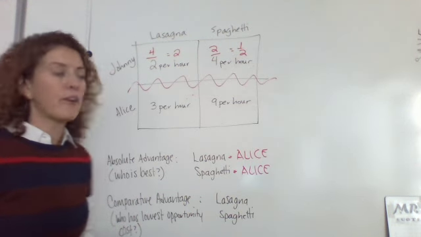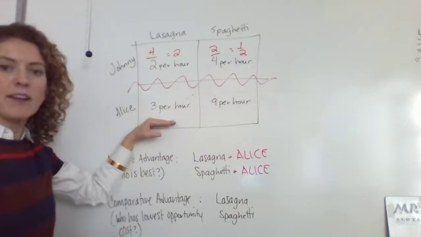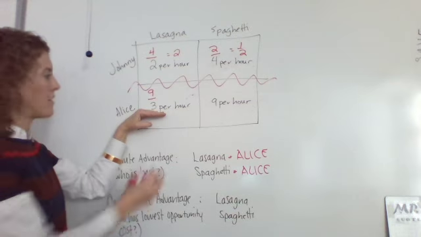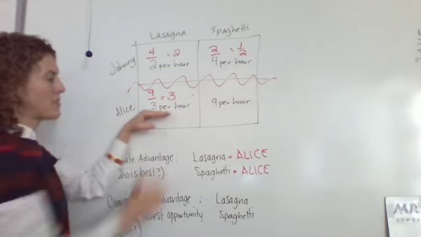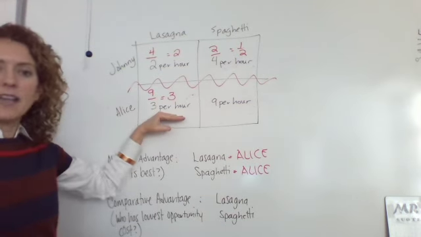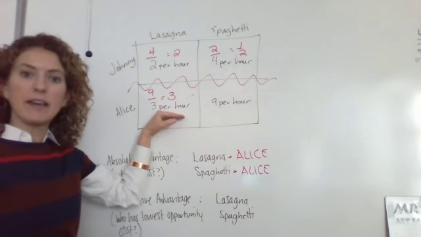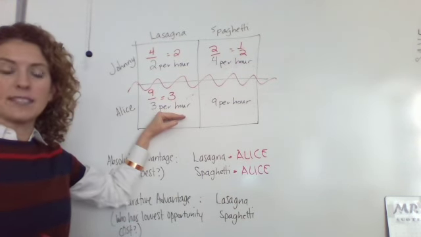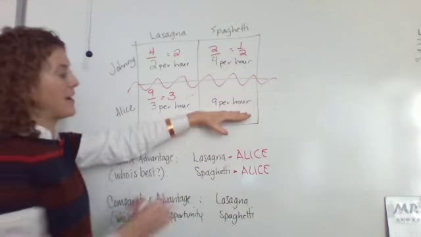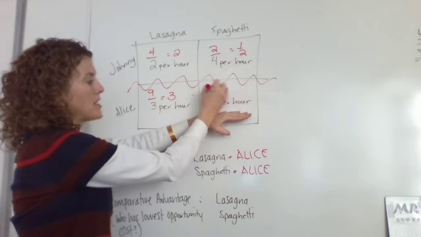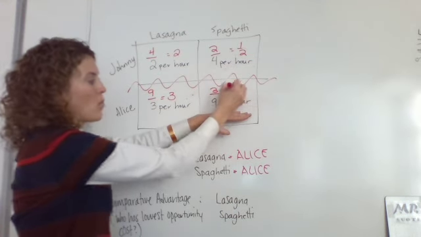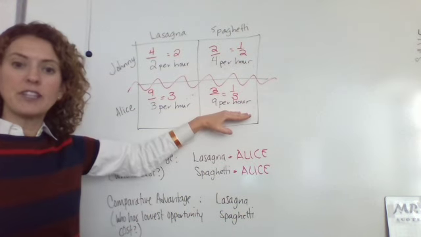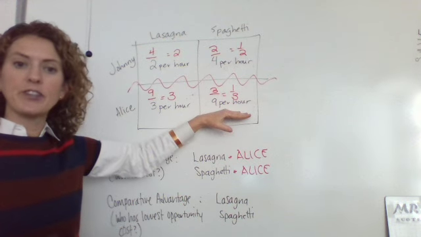We do the same thing for Alice without crossing the line. When she makes lasagna, she gives up the opportunity to make spaghetti. So the 9 is on top of the 3. We break that down to 3. When Alice produces lasagna, she gives up the opportunity to make 3 spaghettis that she could have made in that same amount of time. Over here at the 9, we bring the 3 over on top of the 9, and that's 1/3. When she makes spaghetti, she gives up 1/3 of the lasagna she could have prepared in that same amount of time.